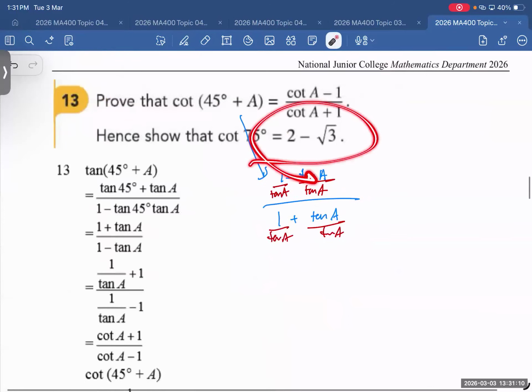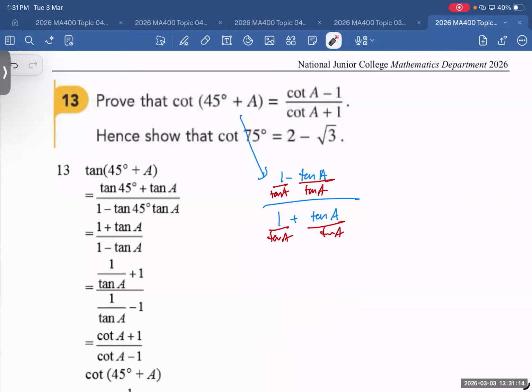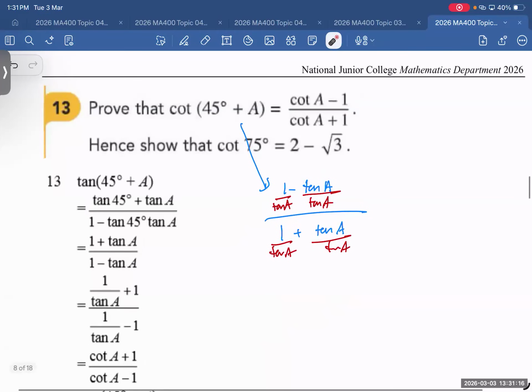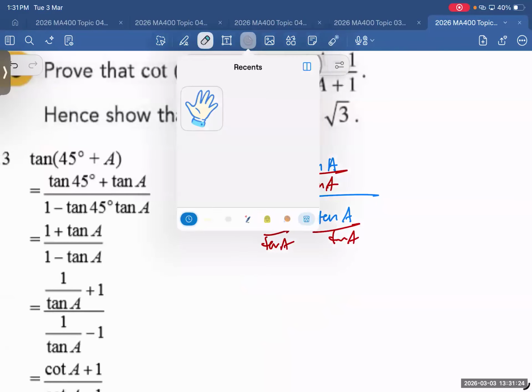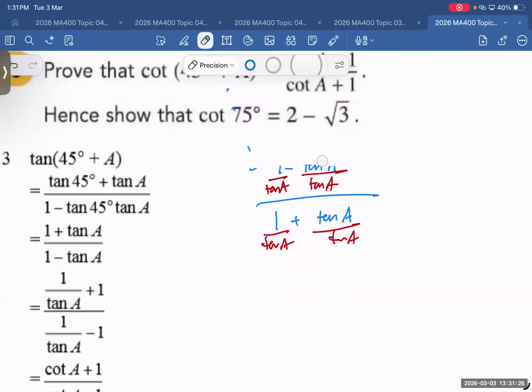Isaac, second part can. Anyone else on 13? Second part or first part? First part. Okay, where are you stuck? You managed to move past the first step.